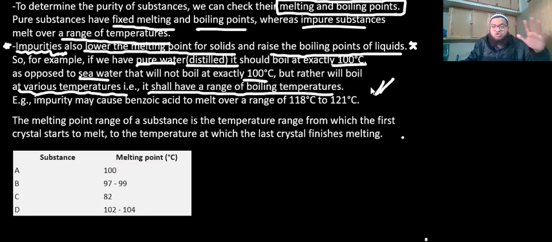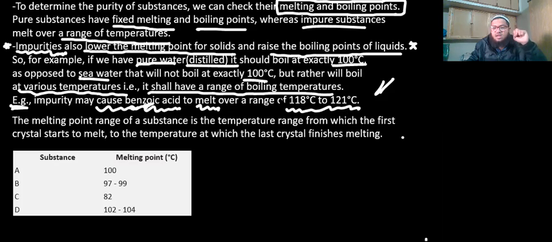And these are the facts I would want you to learn and never forget throughout your O levels, throughout your A levels. Then I've given you an example. Impurity causes benzoic acid, which is a compound. Of course, you don't know what that is, but you will definitely know about that when you come to A levels. But what impurities do is they cause its melting point to shift in a range, meaning they cause the benzoic acid to melt over a range of 118 to 121 degrees Celsius. It's a range. See, it's not a fixed temperature. So that's the effect of impurities on the melting point.